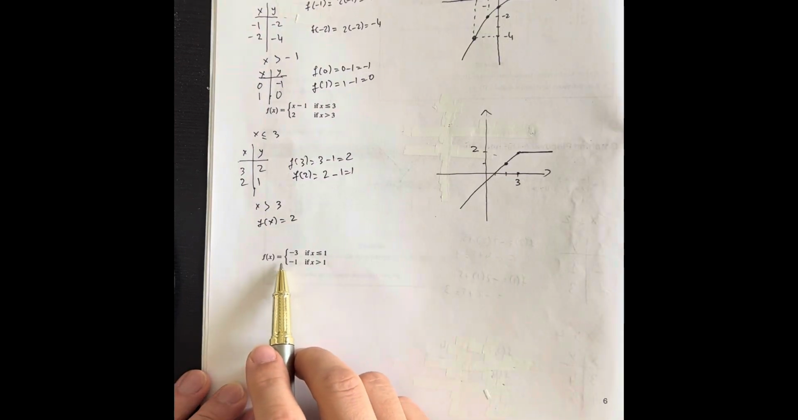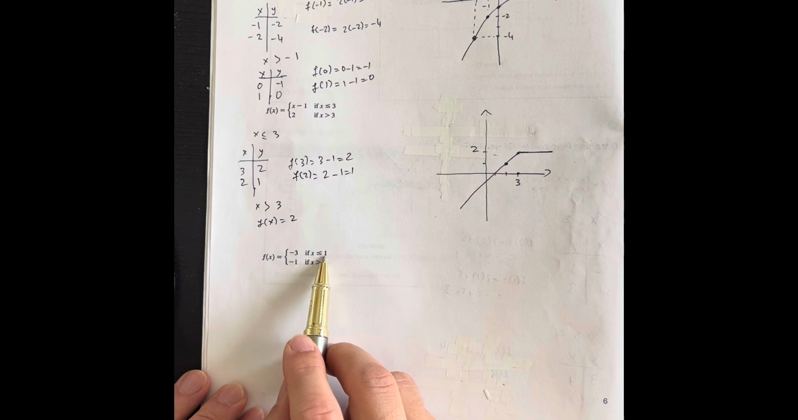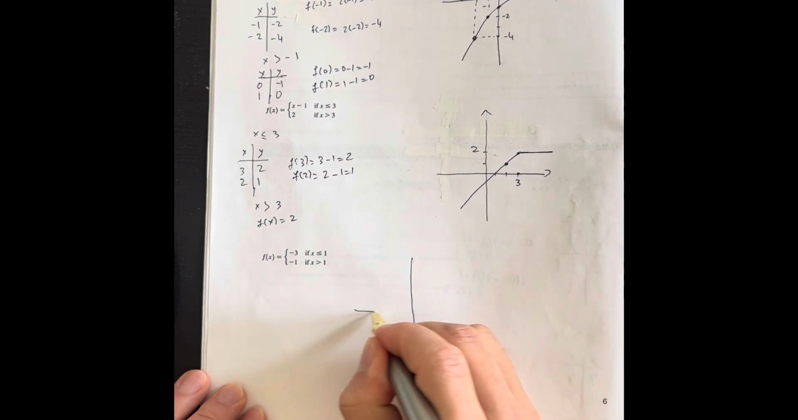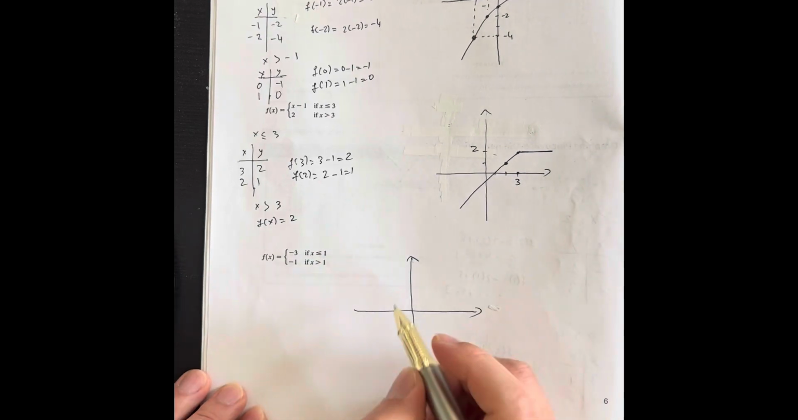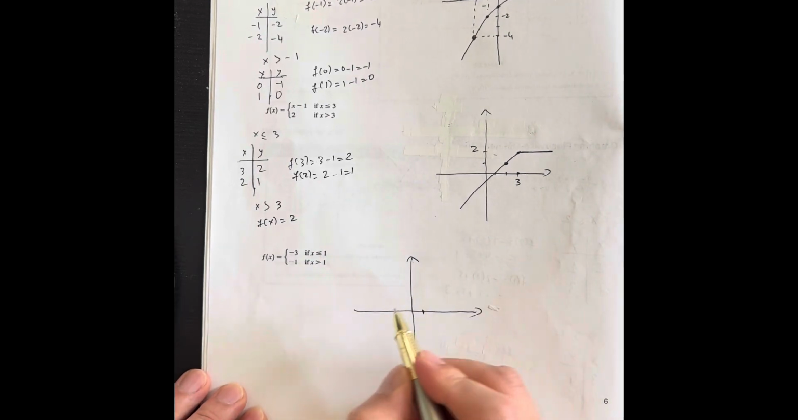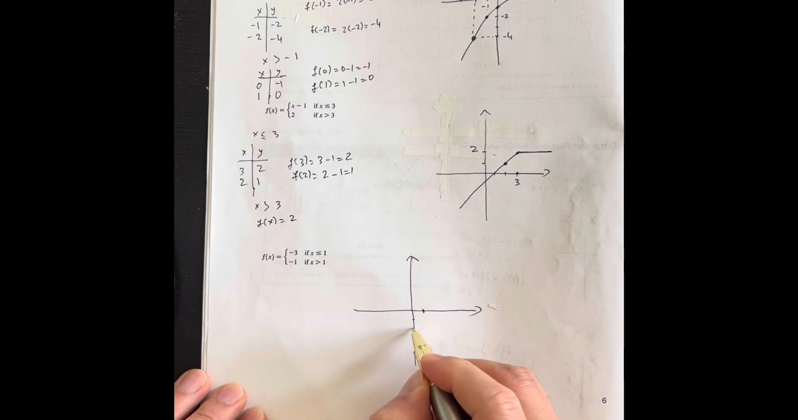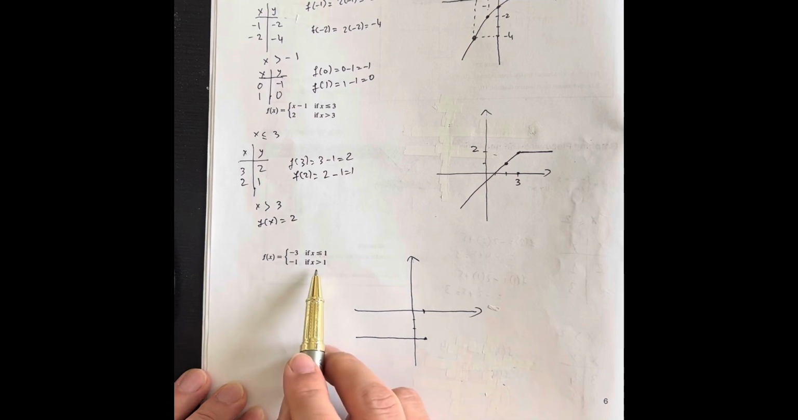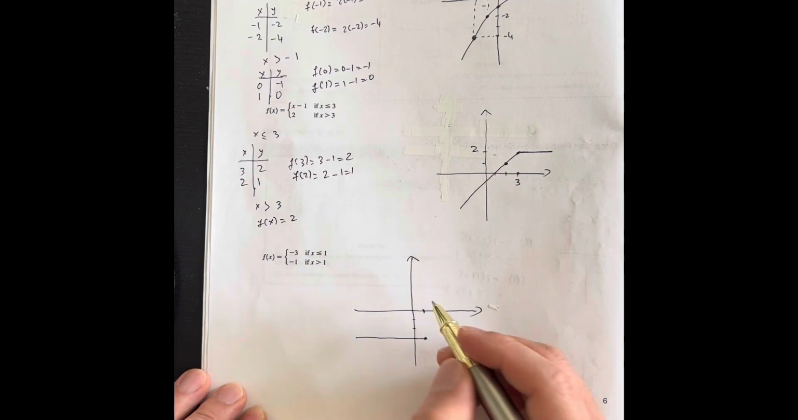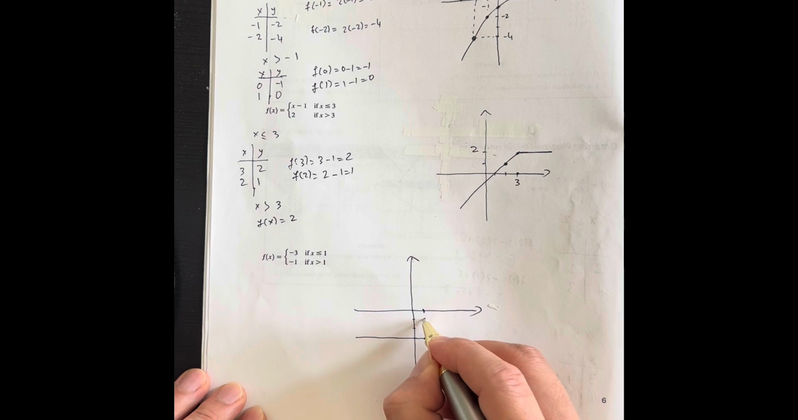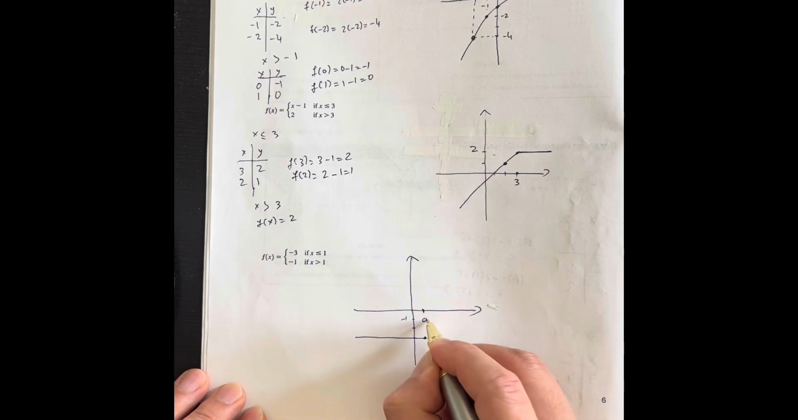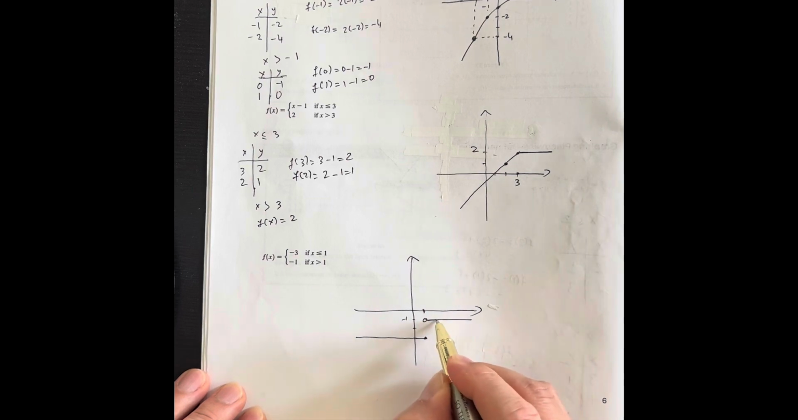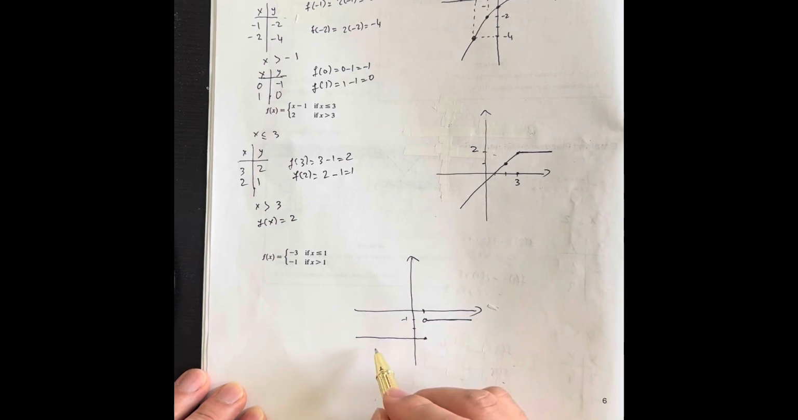So this function is defined as -3 if x is less than or equal to 1, and defined as -1 if x is greater than 1. So when x is less than or equal to 1, its value is -3. And if it's greater than 1, the value is -1. So 1 is not included here, that's why there's an open circle there. But both parts are horizontal lines.